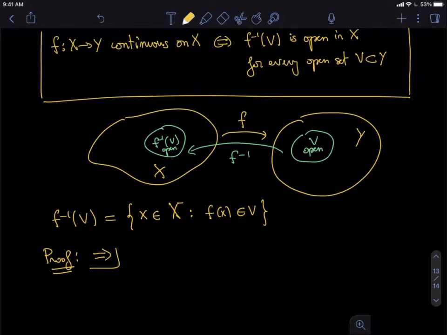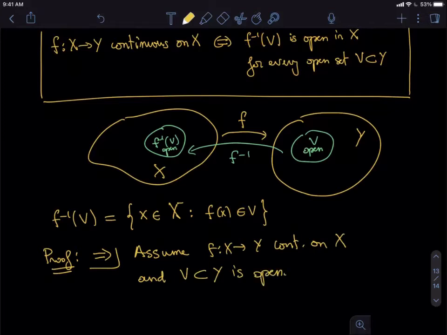Let's assume f is continuous, and then we need to prove the right-hand side. Okay, so to prove the right-hand side, because we are going to prove that the inverse image of V is open, for every open set, we need to take some open set. So assume F is continuous and V subset of Y is open.